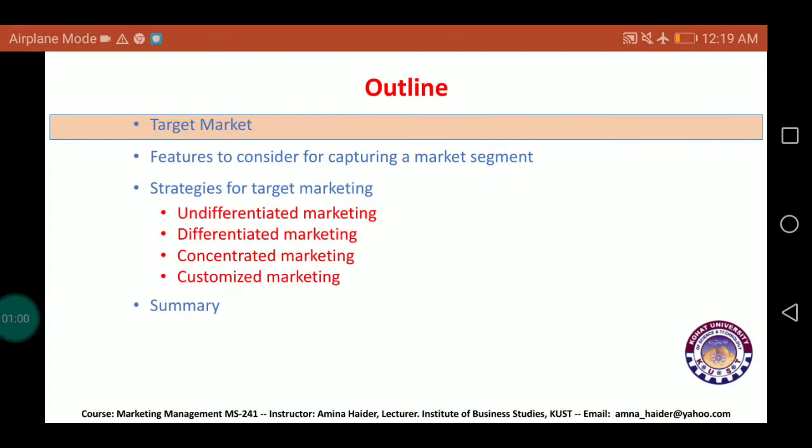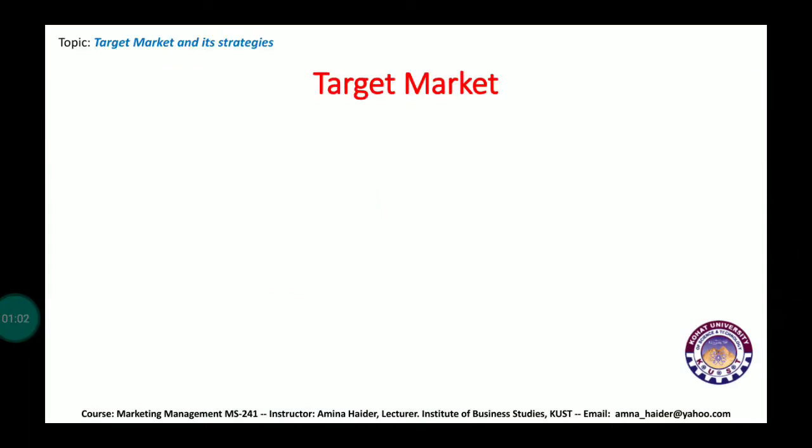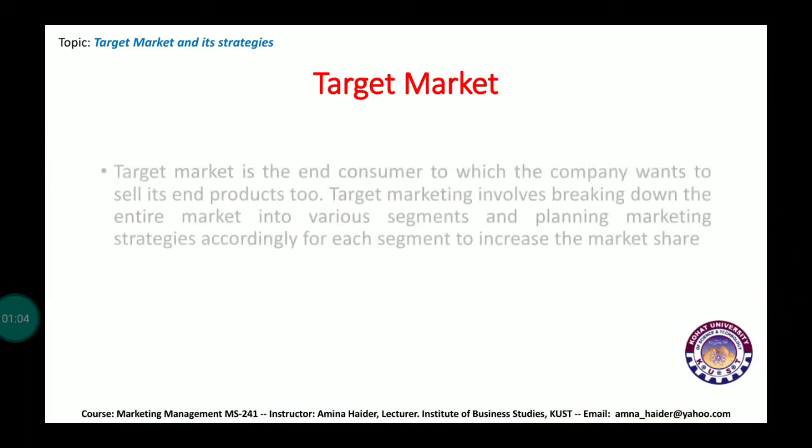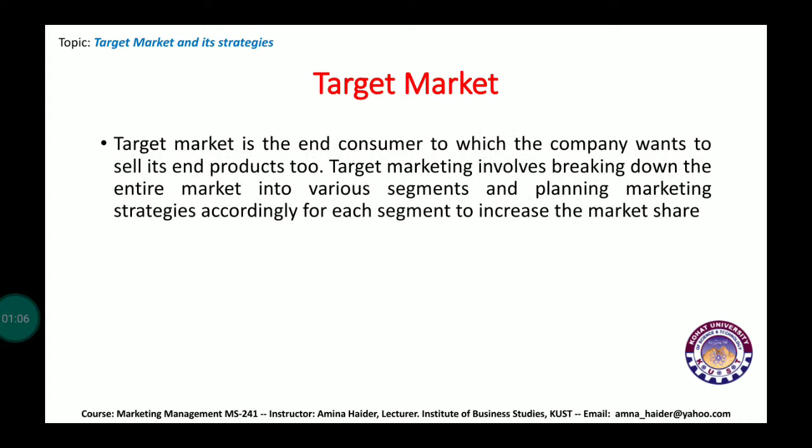So, our very first topic is the definition of target market. What is target market? Target market is the end consumer to which the company wants to sell its product. Target market involves breaking down the entire market into various segments and planning marketing strategies accordingly for each segment to increase the market share.